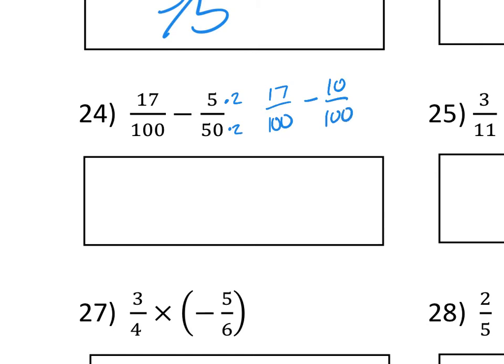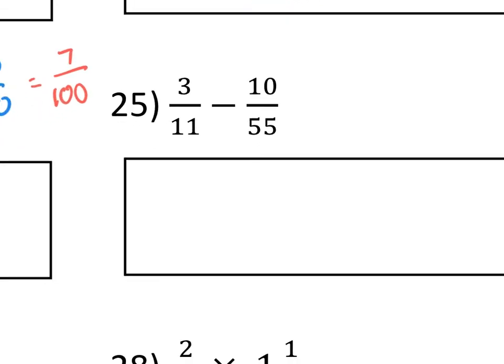And again, we just do the subtraction in the numerator. So 17 minus 10 gives us 7, and the denominator stays the same. Always double check to see if you're reduced all the way. So 7 divided by 100, and then math, enter, enter. And it does give us 7 over 100, so that would be our final answer.